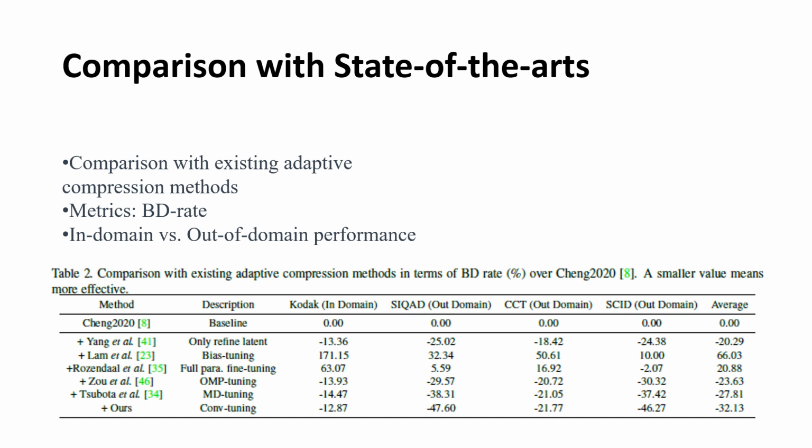We used the Bjontegard delta bit rate or BD rate as our evaluation metric. What's notable is that our method performed exceptionally well on both in-domain and out-of-domain datasets. This shows the versatility and effectiveness of our approach, especially when applied to diverse image types.